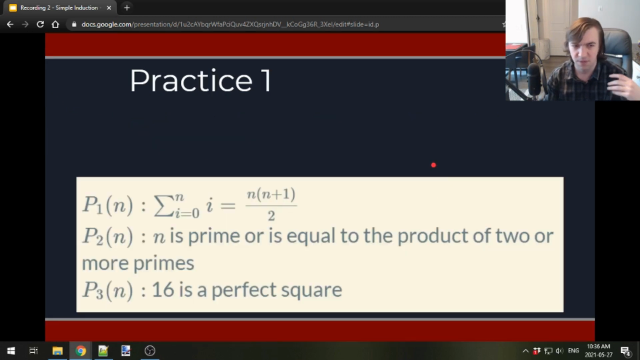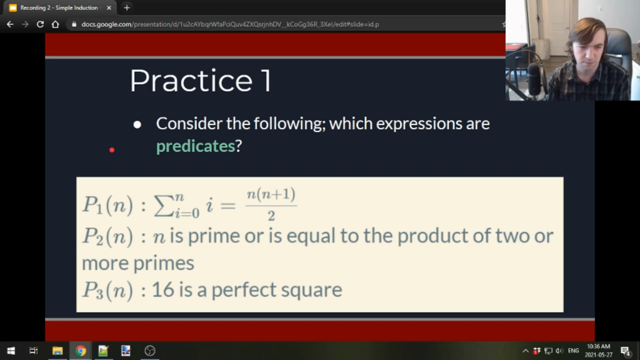So this is the first practice question that you'll see in the pre-lecture recordings, and these are here to give you a little bit of time to think about the problems before we take them up in class. This first problem, which we'll go over in our lecture together, is simply the question of: here are 3 things. Which of these are predicates? Think about it, and we'll take it up in the class.